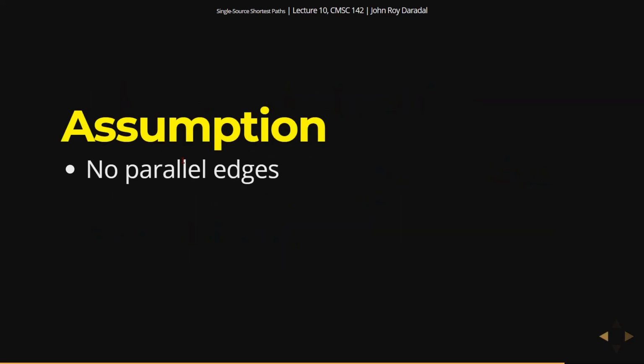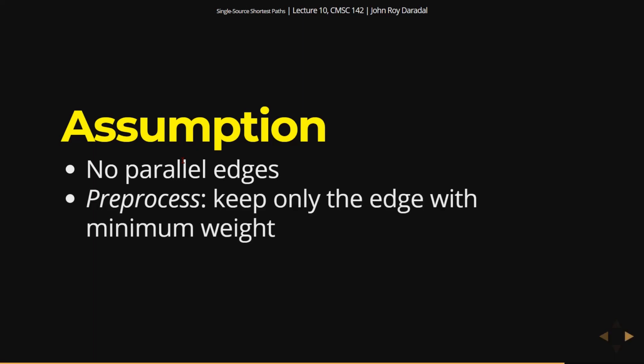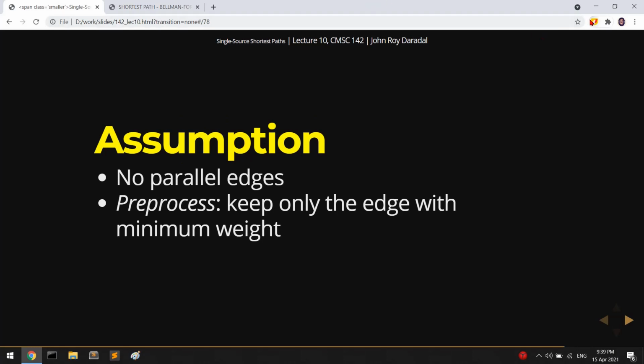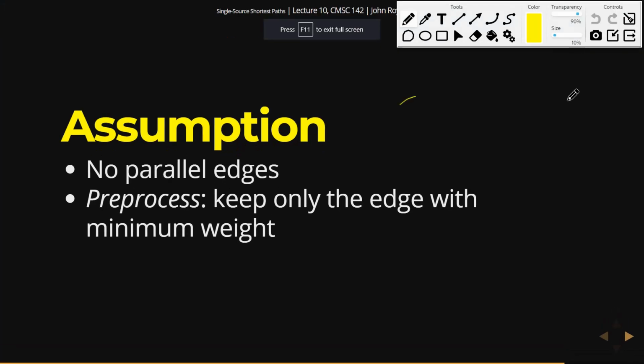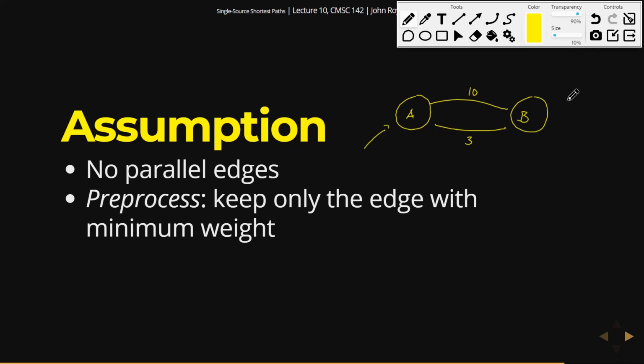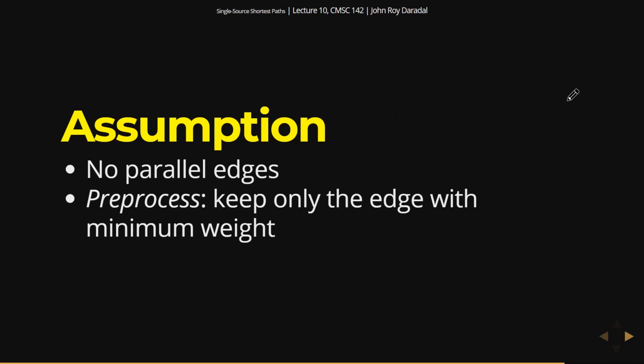Okay? So, for Bellman-Ford, we assume that there are no parallel edges, meaning multiple edges that connect two vertices. And if there are, then we will only keep the edge with minimum weight, because if we're trying to find the shortest path, even if there are multiple edges that connect two vertices, we'll only pick the edge with the minimum weight anyway, right? Like, for example, if from A to B there are two edges, like this one is 10, this one is only 3. Now, if you were to pass from A to B, which edge would you choose? Of course, you would choose the lower weight edge, right? So this edge will be used for the shortest paths and not this one. So just keep whichever edge has the minimum weight if there are indeed parallel edges.